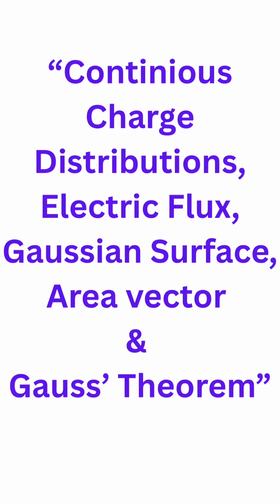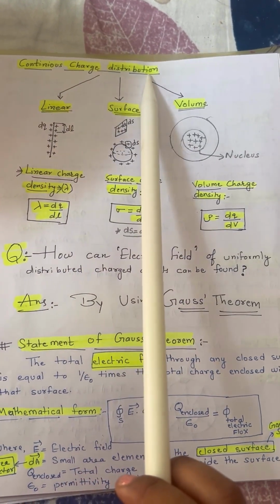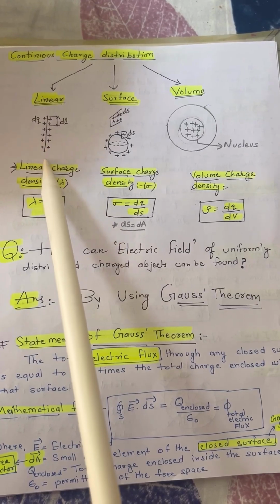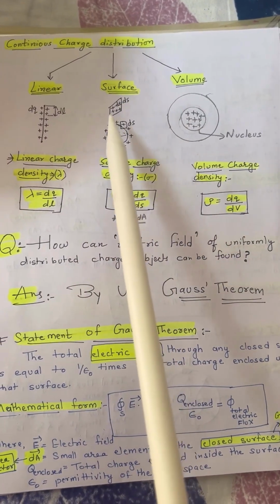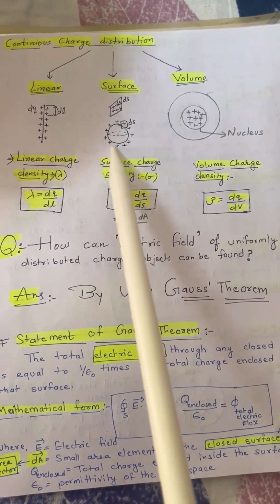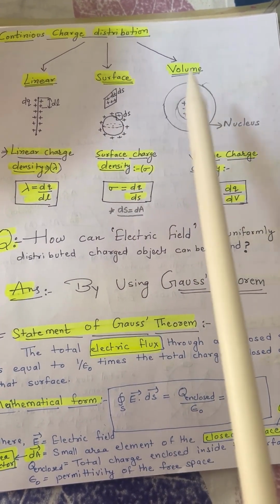The third one is volume charge distribution, which is there in the nucleus. Now, in the linear charge distribution, there is a term linear charge density, which is charge per unit length. Second, surface charge density, which is charge per unit area. Third, volume charge density, which is charge per unit volume.